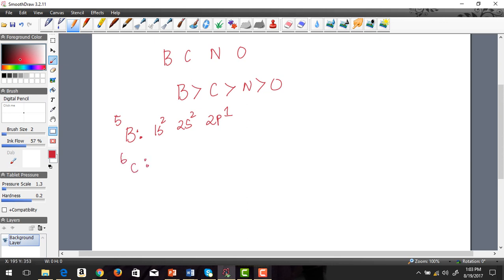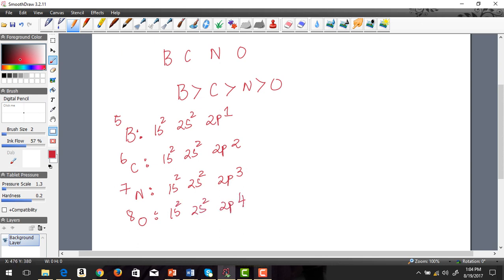Let me do it for all of them. Carbon is 6, so it's 1s2, 2s2, 2p2. Nitrogen is 7, so it's 1s2, 2s2, 2p3, and oxygen is 8, which is 1s2, 2s2, 2p4, right?